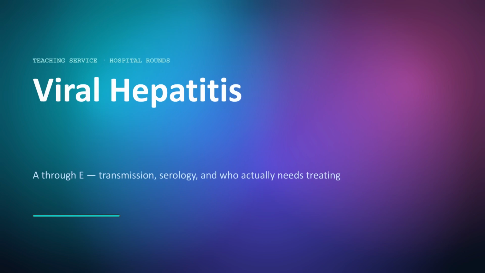5 hepatitis viruses. 2 arrive by the fecal-oral route and never become chronic. 3 arrive in blood and body fluids, and 3 of those can persist for life. That single split organizes almost everything else. Today we take each virus in turn.